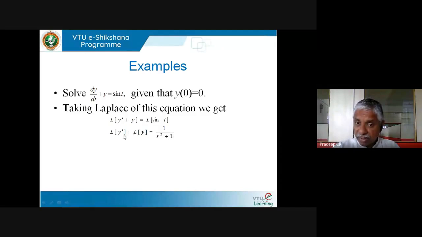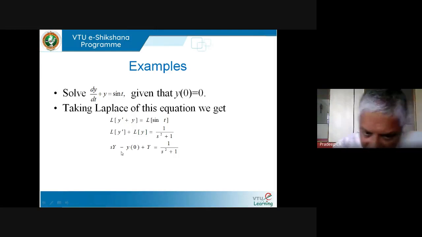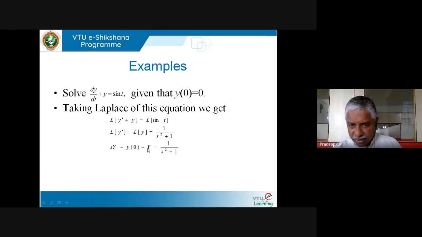Now I know L of y dash in terms of L of y. I just told you one formula. It is s times Laplace of y minus value of y at 0. So I have written it as s of capital Y minus y of 0 plus L of y itself, which is capital Y. Here also there is L of y, because L of y dash is s times L of y minus y of 0. So that's what I have written here. I substituted for L of y dash: s capital Y minus small y of 0, and L of y is capital Y. That's the notation, equal to 1 by s square plus 1.